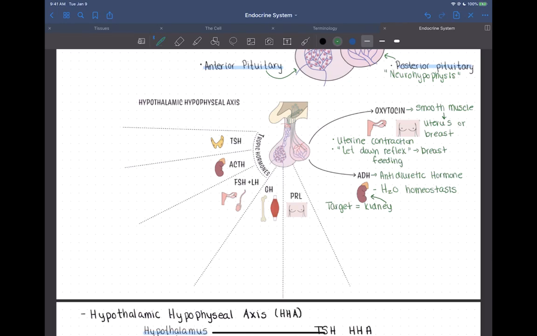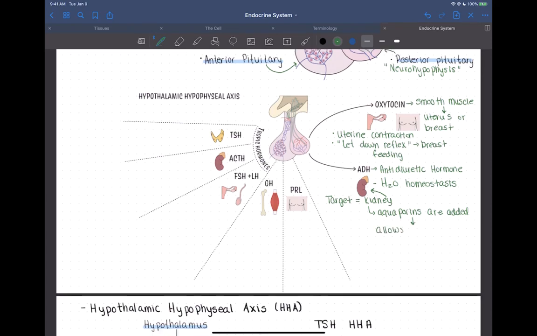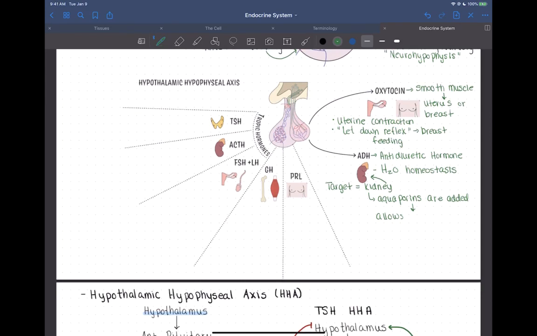And in the kidney, aquaporins are added to the tubules, right, in the kidneys, all right? So this allows, we're just going to keep it simple here. We'll talk about, again, in much more detail when we do the urinary system, right? But it allows H2O to be, we'll just say, moved from the urine to the blood.